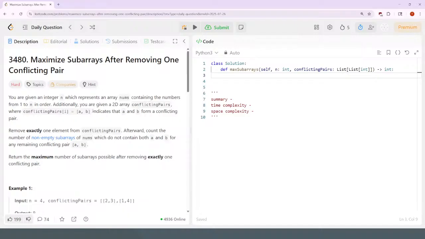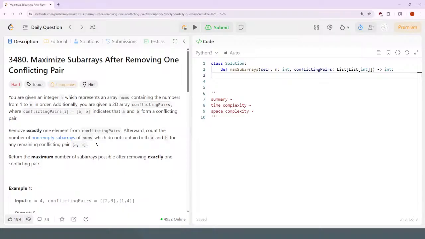You're given an integer n which represents an array nums containing the numbers 1 to n in order. Additionally, you're given a 2D array conflicting pairs, where the ith conflicting pair is a, b, indicating that a and b form a conflicting pair.